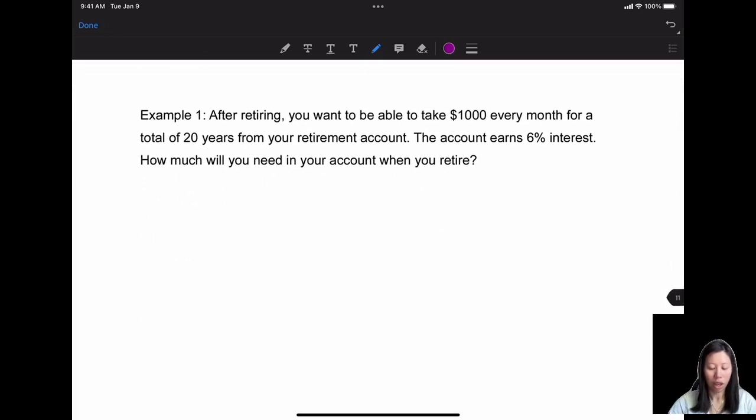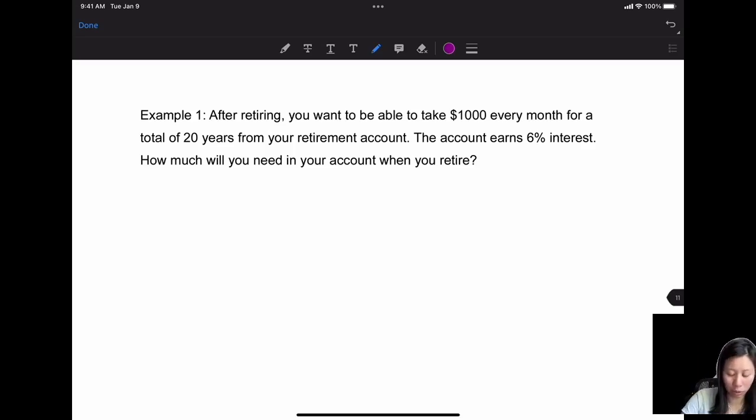So after retiring, you want to be able to take 1,000 each month for a total of 20 years from your retirement account. The account earns a 6% interest rate. How much will you need in your account when you retire?